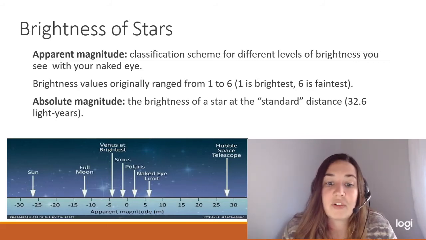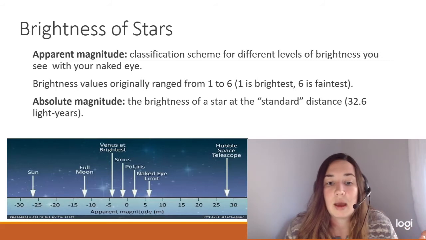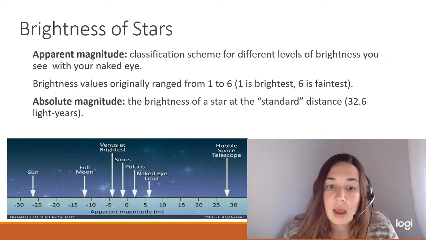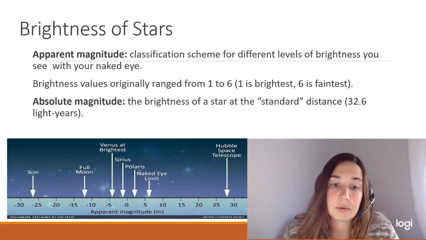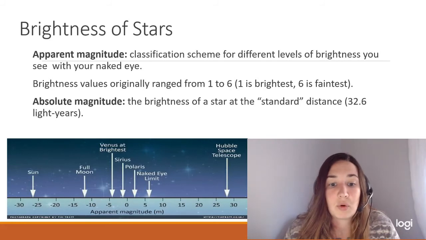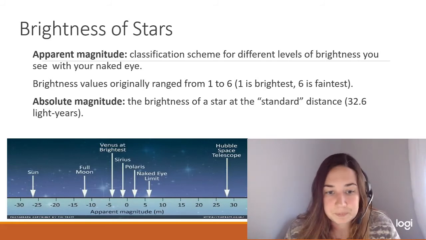The naked eye limit for farthest away anyway would be 6. So anything fainter than a 6 on the scale, you wouldn't particularly be able to see with the naked eye. You can see one of the, Sirius and Polaris are some of the fainter stars here.